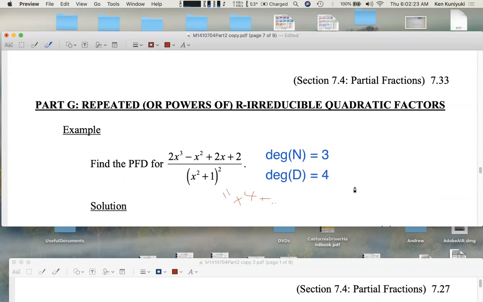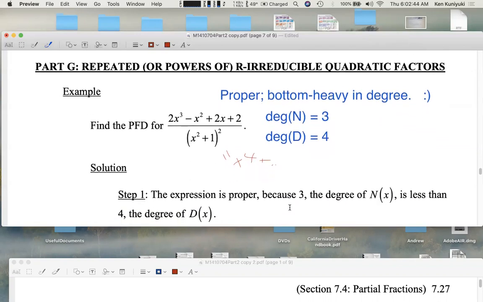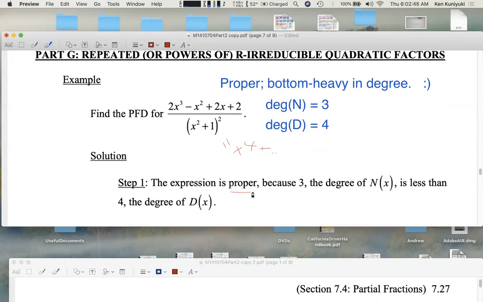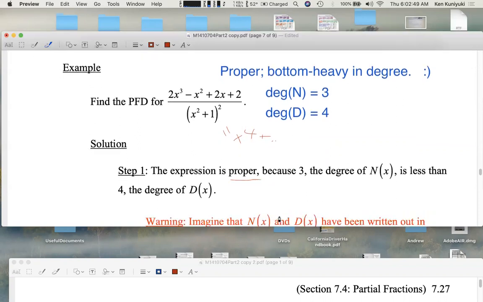Is this bottom heavy? Yes, it is. Ultimately, this is bottom heavy. The expression is proper rational. Bottom heavy in degree. And that makes us happy because we don't have to do what? We don't have to do long division. Proper, bottom heavy, good.